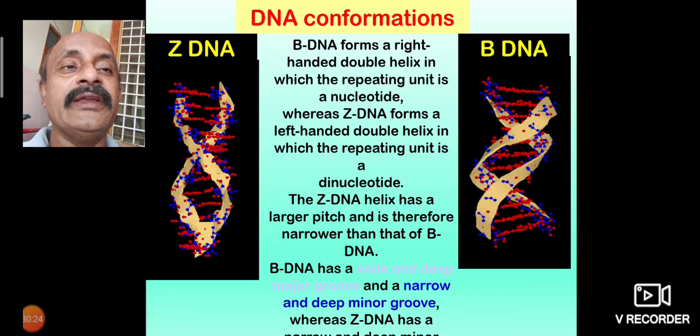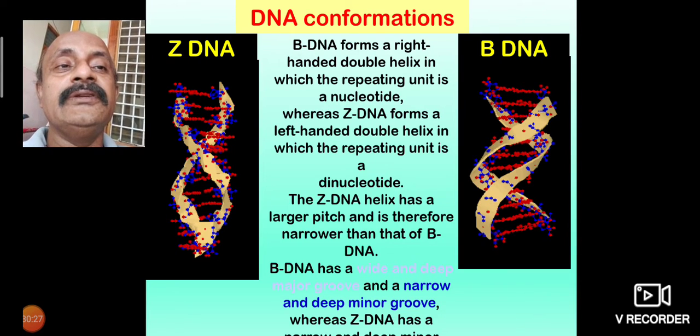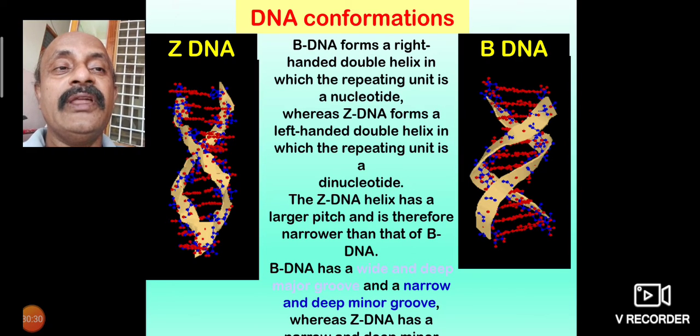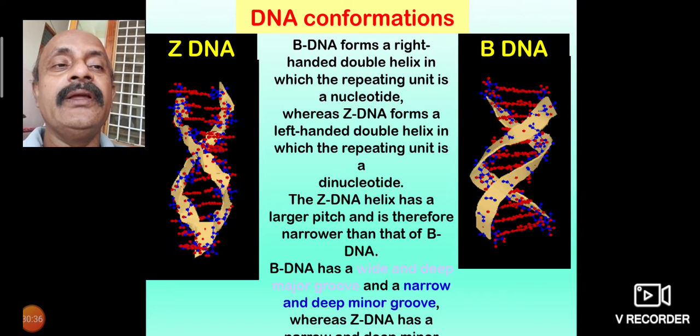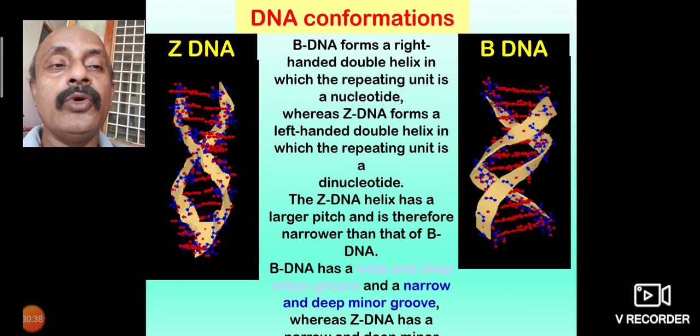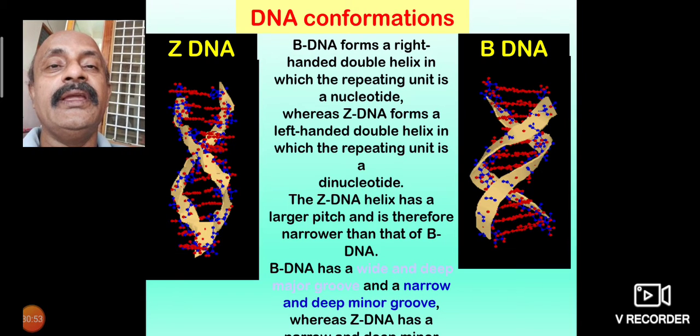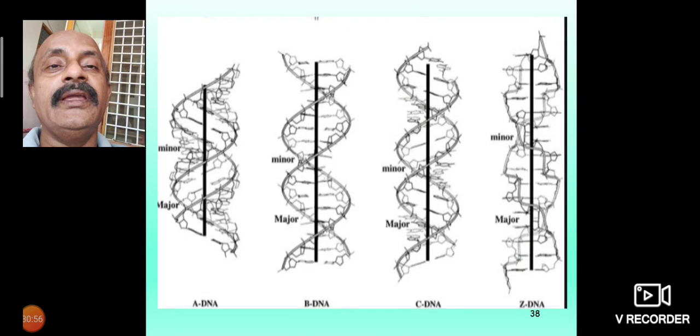B DNA forms a right-handed double helix whose repeating unit is a nucleotide, whereas Z DNA forms a left-handed double helix whose repeating unit is a dinucleotide. The Z DNA helix has a larger pitch and is therefore narrower than B DNA. These structures are A DNA, B DNA, C DNA, and Z DNA. C is also called H DNA.